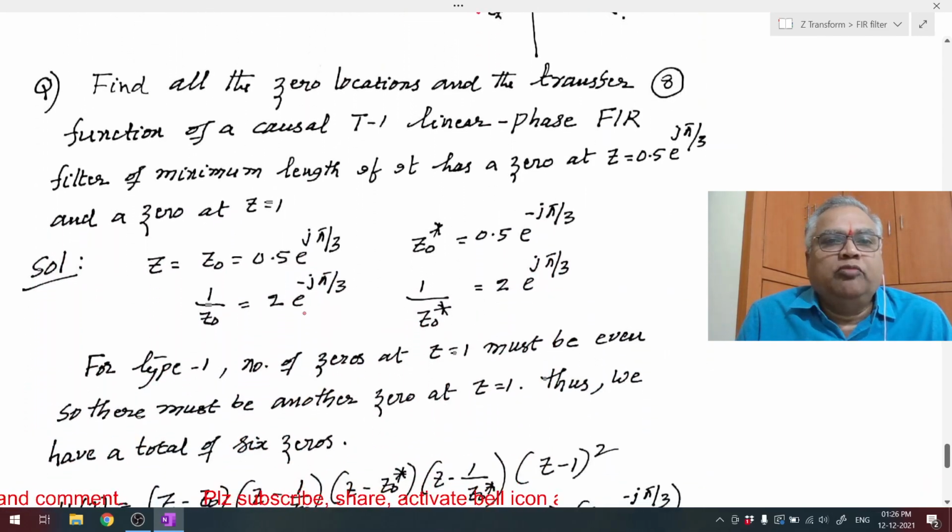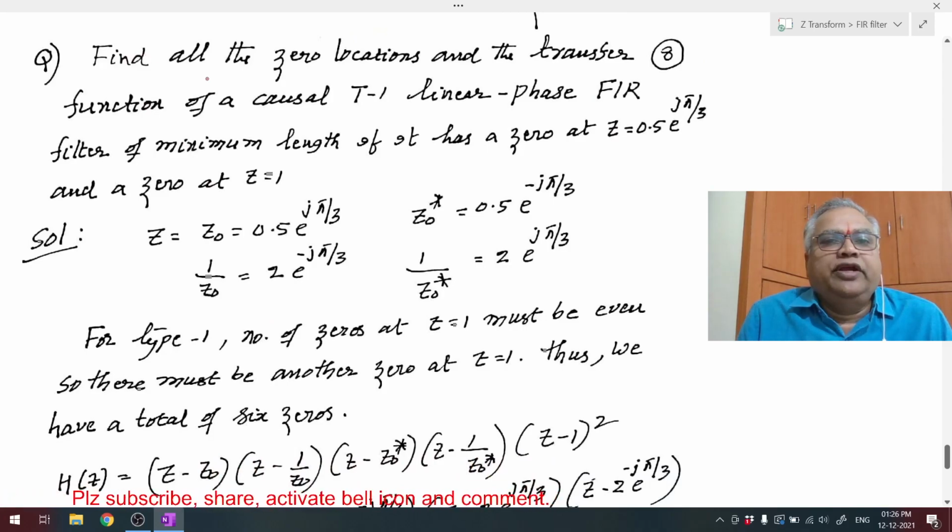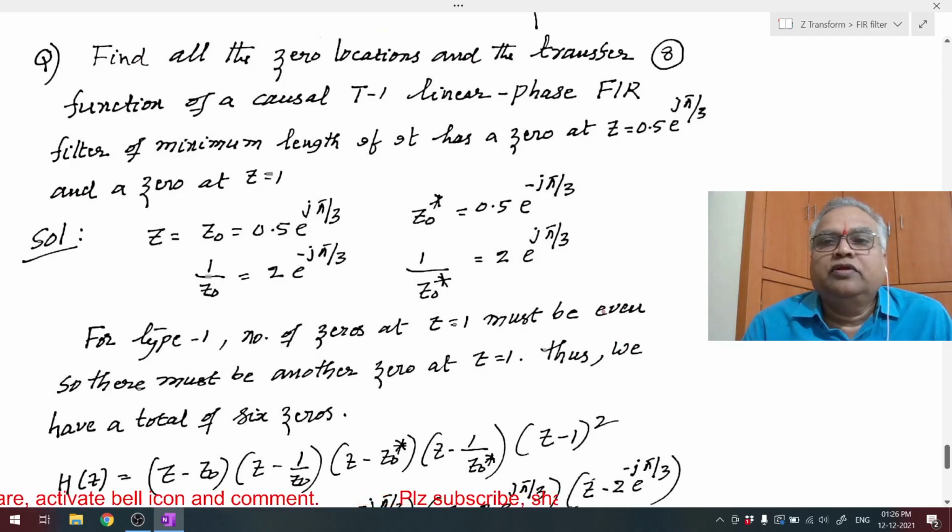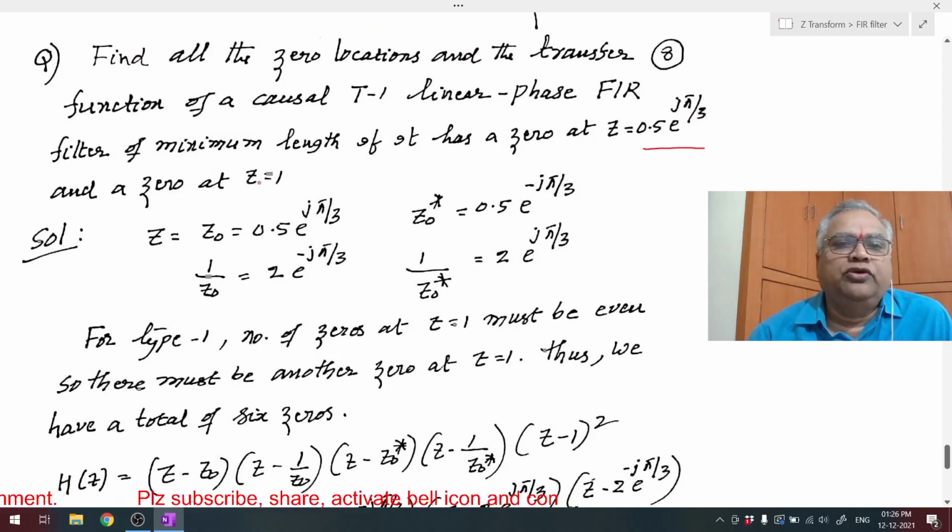Then there is one problem. Find all the zero locations and the transfer function of a causal type 1 linear phase FIR filter of minimum length if it has a 0 at z equal to 0.5 e power j pi by 3 and a 0 at z equal to 1. So in the question it says there is a 0 at z equal to 1, there is a 0 at 0.5 e power j pi by 3, and also mentioned type 1 sequence. Now we have to find all possible zeros.